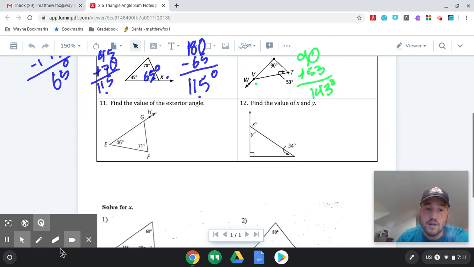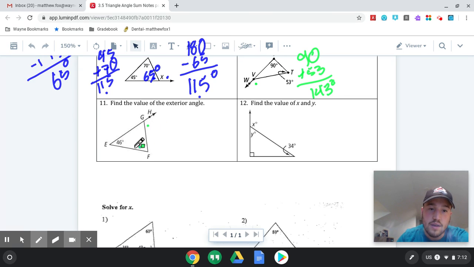We got two more here. Exterior angle, once again, on the outside. The reason I chose this spot is that the angle goes around it. I can't just come over here, because over here there's no angle formed there. That's where the exterior angle occurs. Now, we look at 46 and 71. All we have to do is add those together.